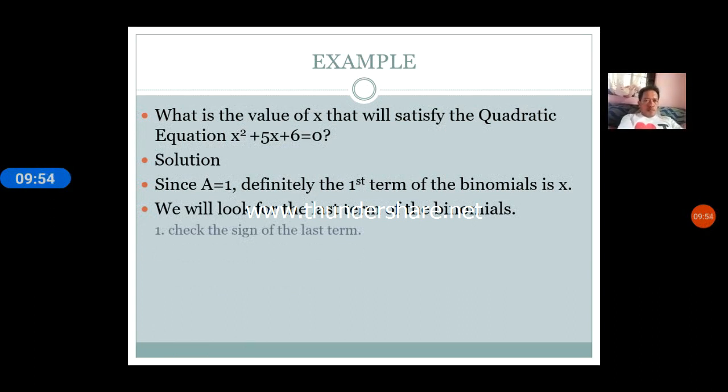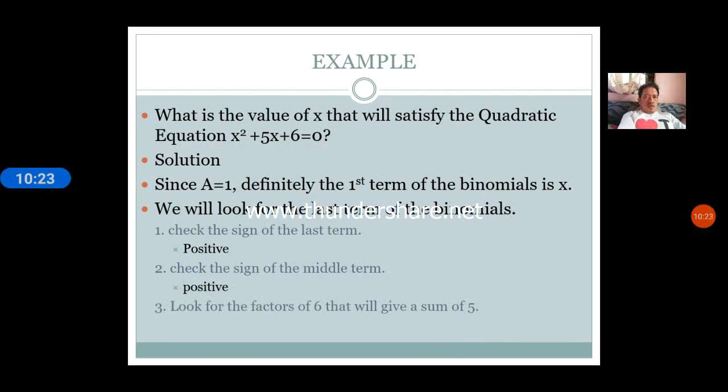So number one, you have to check first the sign of the last term. What is the sign of the last term? Okay, that is positive, and to be exact, positive 6. The second step is to check the sign of the middle term. The middle term is also positive, that is positive 5x. So look for the factors of 6 that will give us a sum of 5.